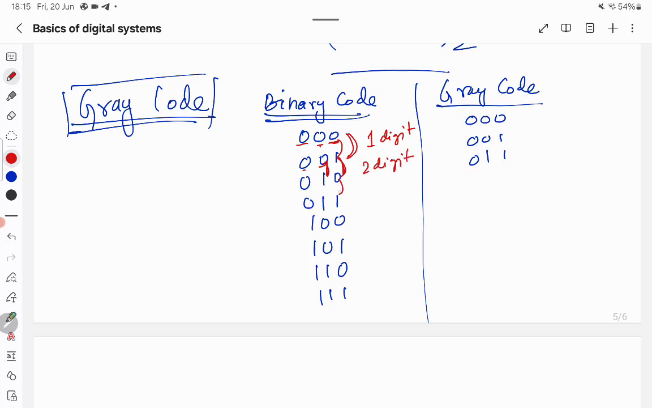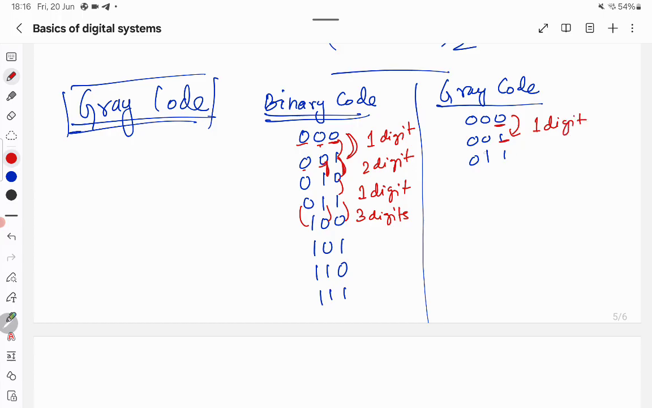Here this is changing 0 to 1, this 1, 1, this remains same. So 1 digit is changing. Here 2, 3 digits are changing, so 3 digits are changing. So if we move to the gray code, every time whenever we move to the next code, only 1 digit will change at a time.